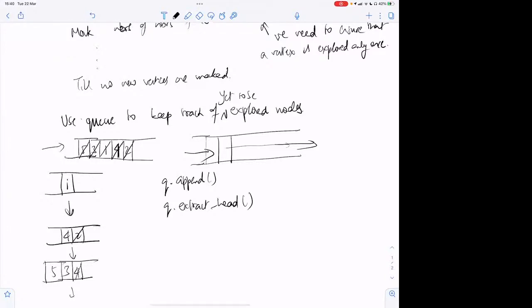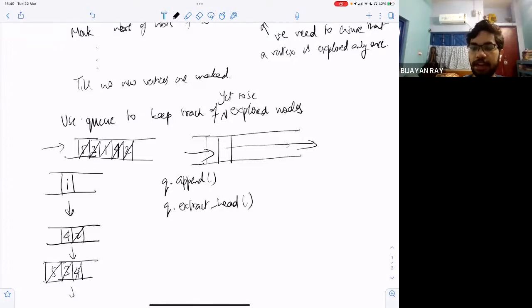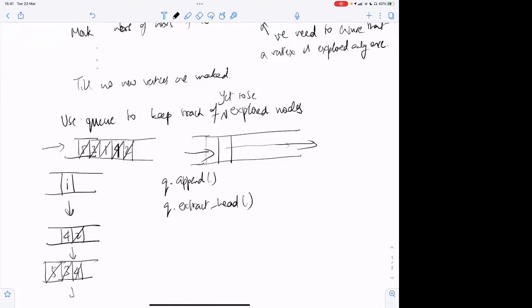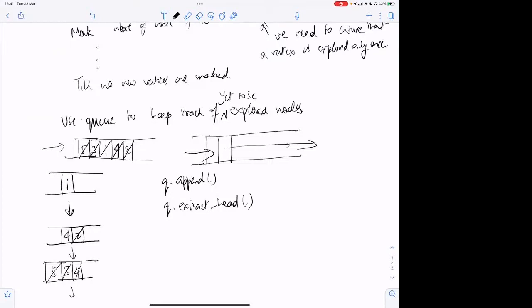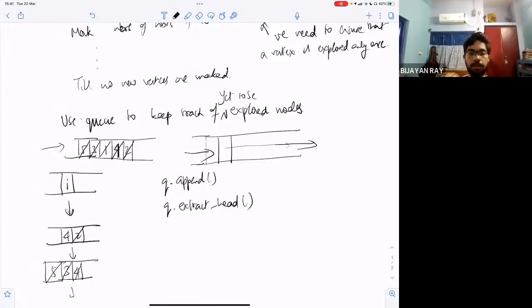Correct? Yes. You said it's only a linear data structure, right? It can't have branching. Linear data structure, yes. It's a linear data structure in the sense that it has two ends. On one side you extract something, and on the other side you append something. Correct? So, is this clear? Yes, sir.